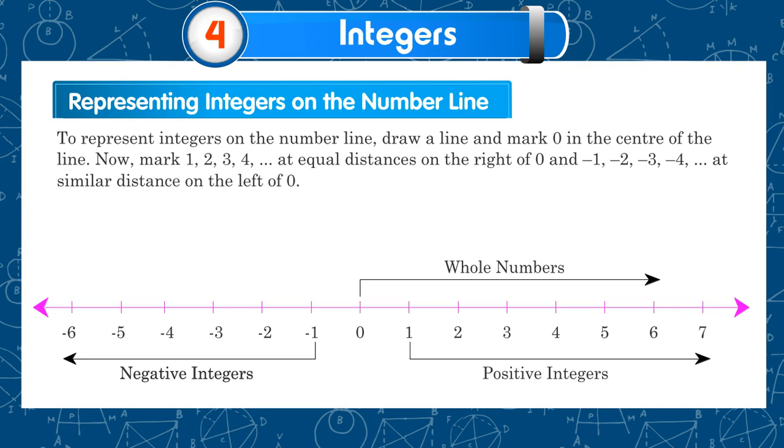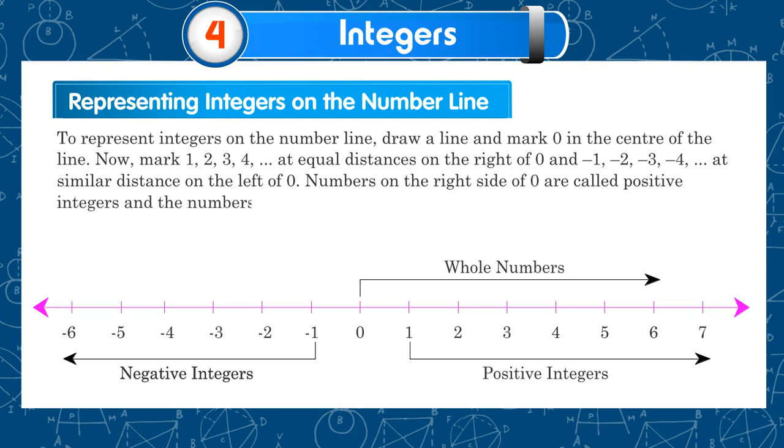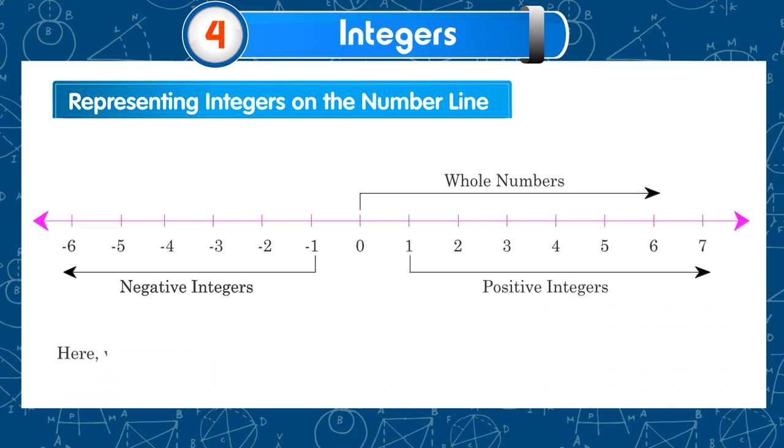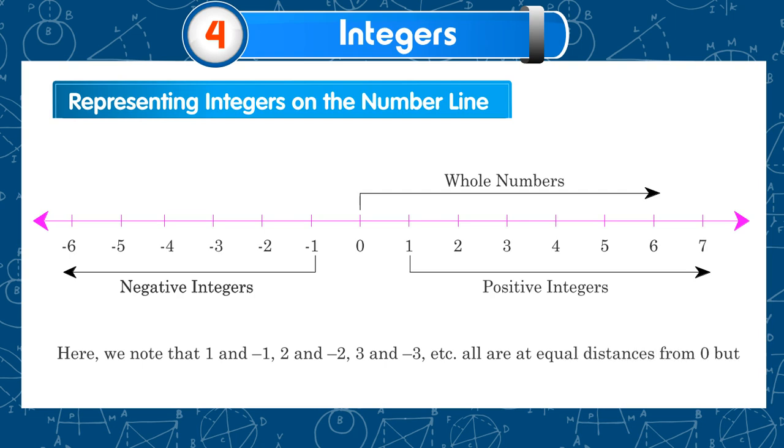Numbers on the right side of 0 are called positive integers and the numbers on the left side of 0 are called negative integers. In this way, we can represent every integer on the number line. Here we note that 1 and minus 1, 2 and minus 2, 3 and minus 3, etc., all are at equal distances from 0, but on the opposite sides. These are called opposites or negatives of each other.